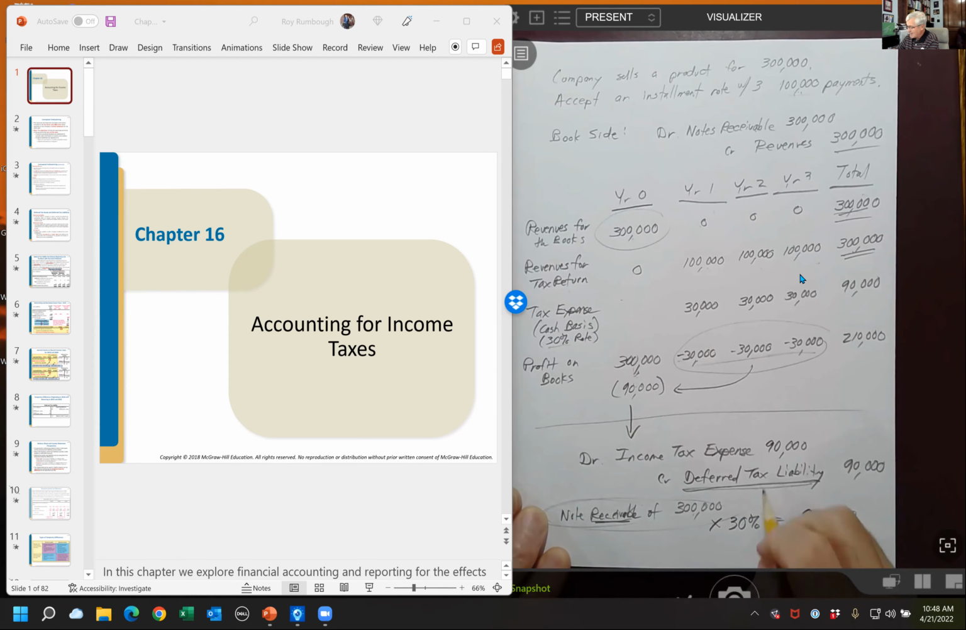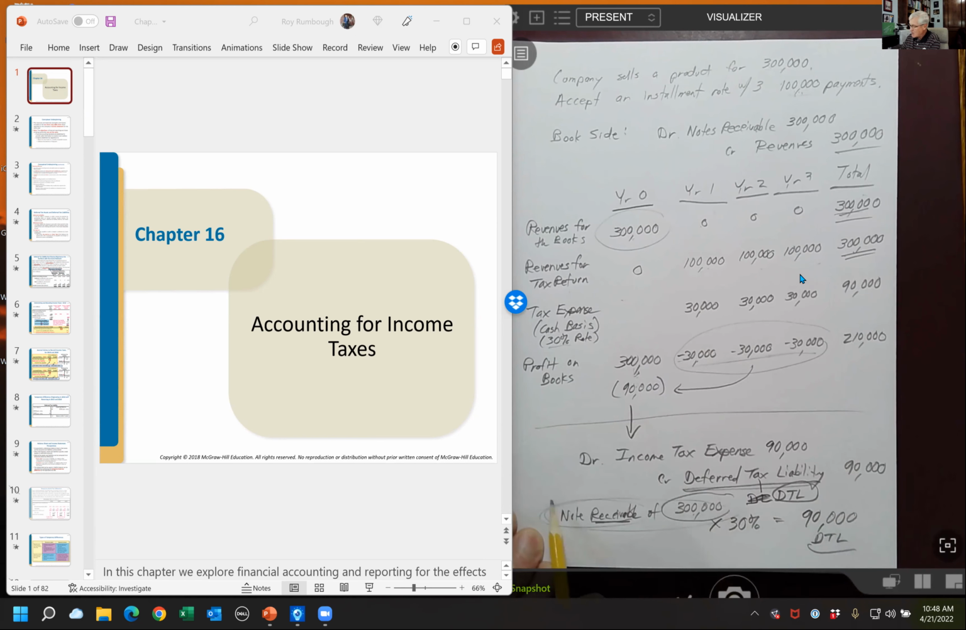By the way, I'm going to be using this abbreviation a lot, DTL, Deferred Tax Liability. And we're going to see a Deferred Tax Asset, and I'm going to use DTA. You know, we use this kind of frequently when we do income tax.